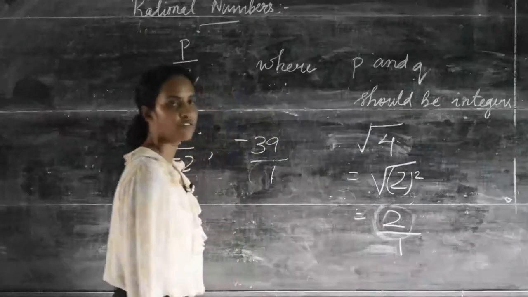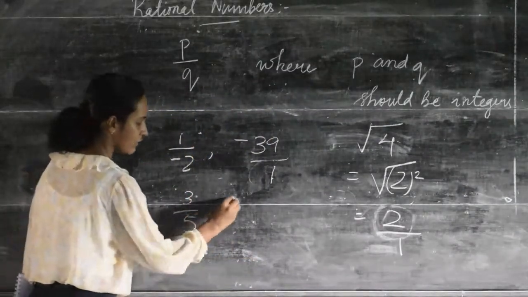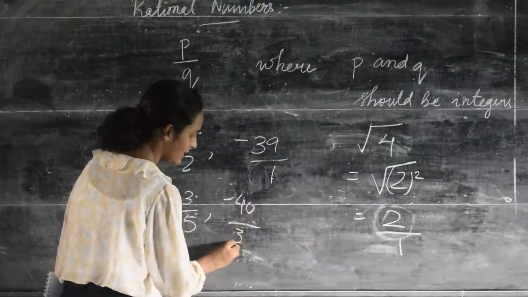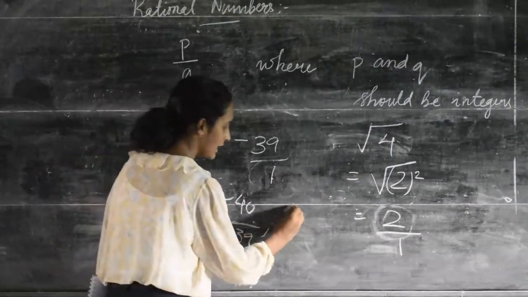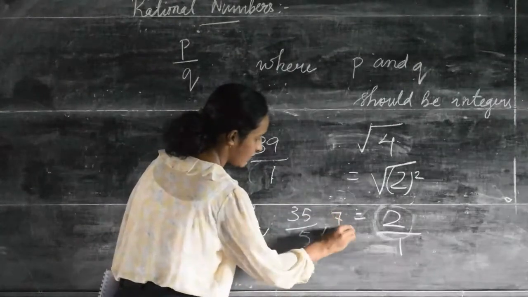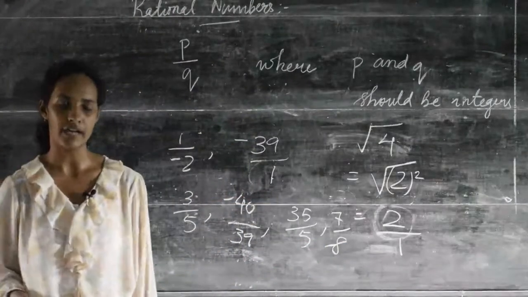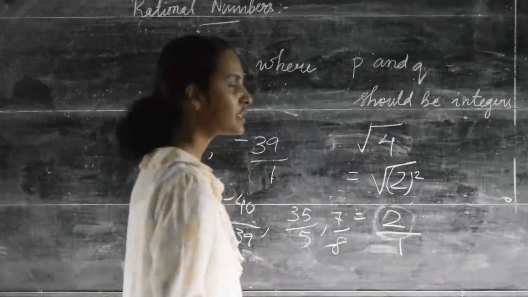So any number that can be written in the form of p by q is rational. See, for example, all these examples that I am writing right now, these are all rational numbers, yes or no? 35 by 5, 7 by 8. Any number that I have written here is a rational number. You can make numerous numbers.